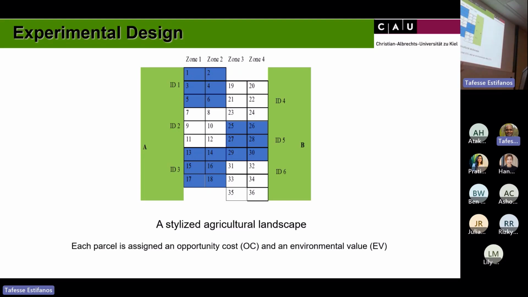Then we told the subjects that the general management goal of the government is to build connectivity between these two habitats to facilitate the movement of wildlife species by establishing corridors or stepping stones. A corridor, we say, is formed when the four parcels are connected horizontally. That's how we define it.